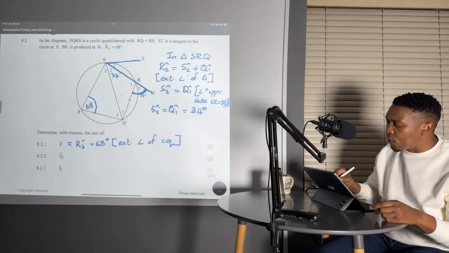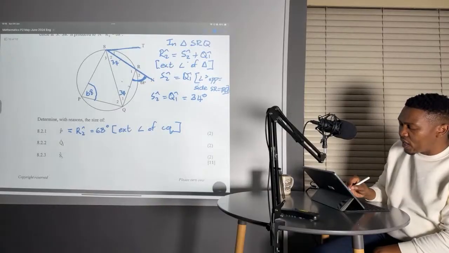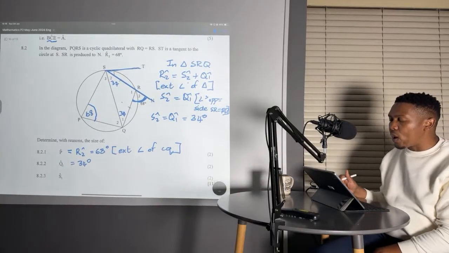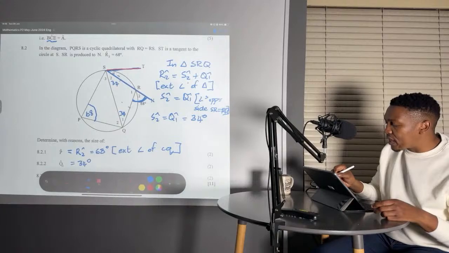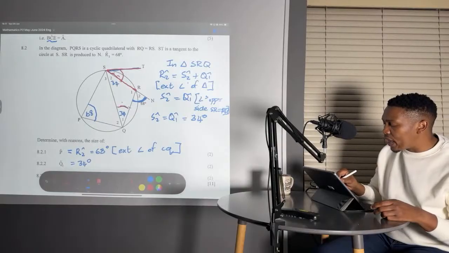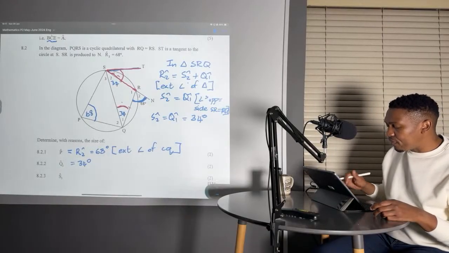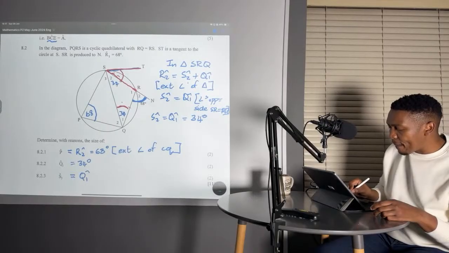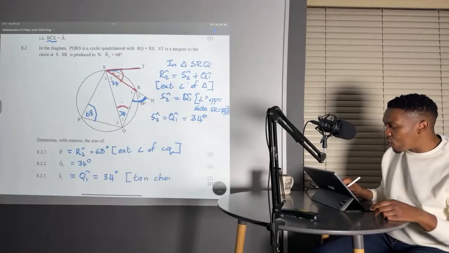So I've got this one as 34, and I've got this one to be 34 degrees, which is going to give us 68. So Q1 is 34 degrees. Now S1, how do I find the value of S1? You remember that tan-chord theorem. So in this case, there's our tangent, there's our chord. The angle between the tangent and the chord is equal to the angle on the opposite side of that chord. So in this case, it means that S1 will simply be equal to Q1, which is 34 degrees. And all that there is that we've got the tan-chord theorem.